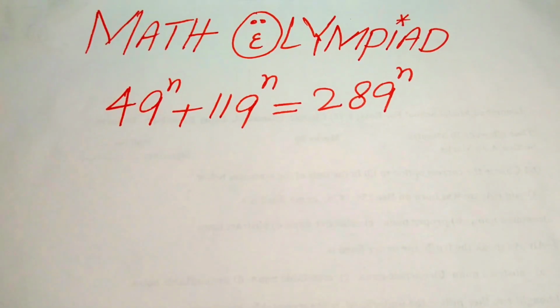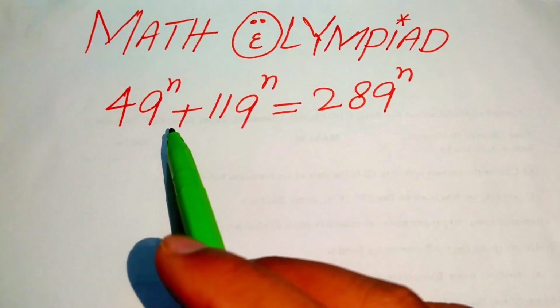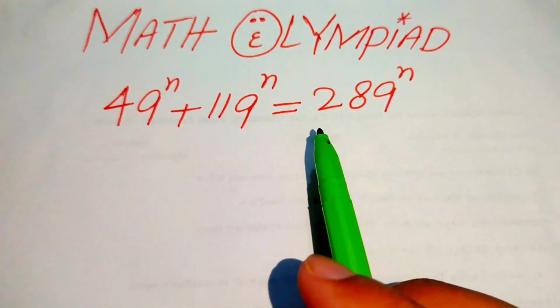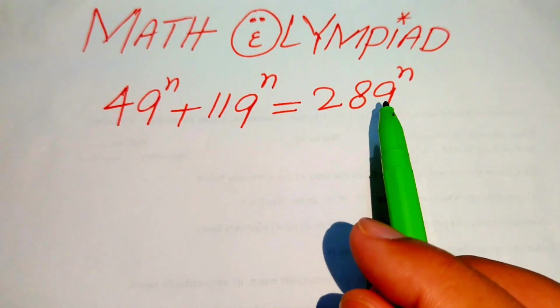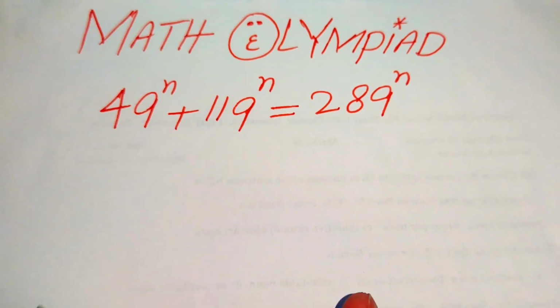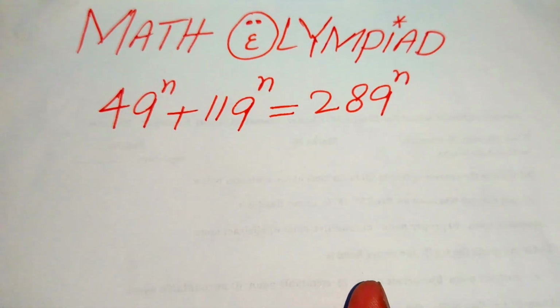Hello everyone, welcome to solve this Math Olympiad exponential equation problem, and we have 49 to the power of n plus 119 to the power of n equals 289 and its whole power n. So that we solve this problem for the values of n.